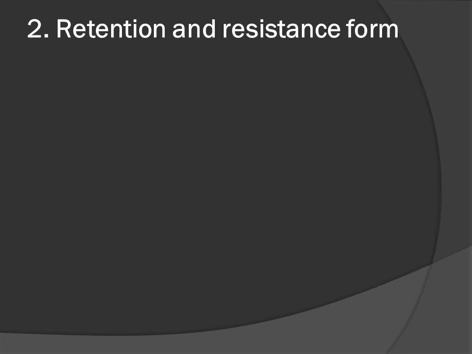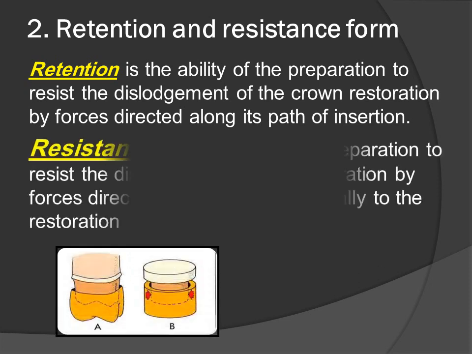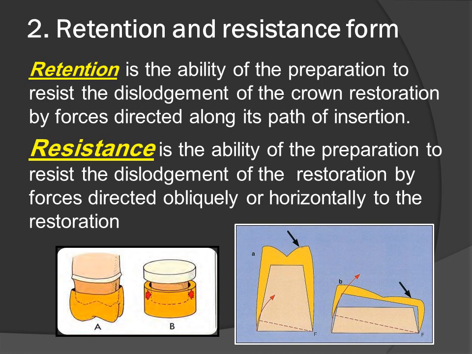The second principle of tooth preparation is retention and resistance form. What I mean by retention: retention is the ability of the preparation to resist the dislodgement of the crown restoration by forces directed along its path of insertion, while resistance is the ability of the preparation to resist the dislodgement of the restoration by forces directed obliquely or horizontally to the restoration.